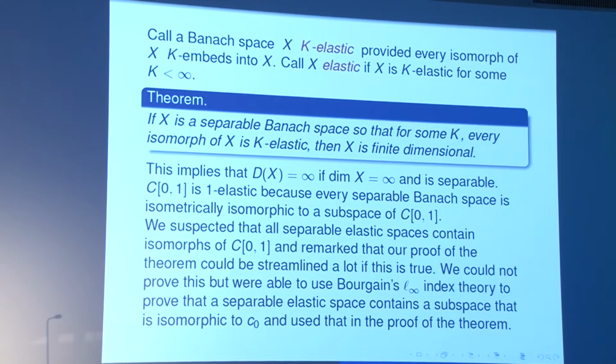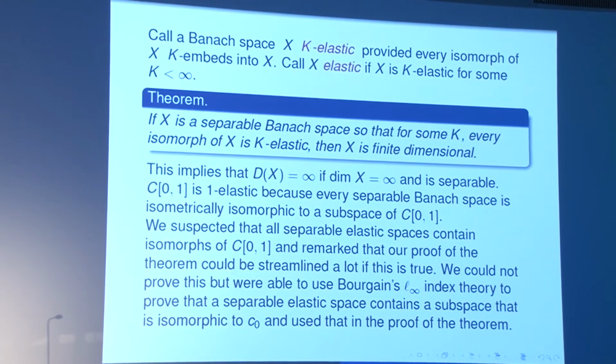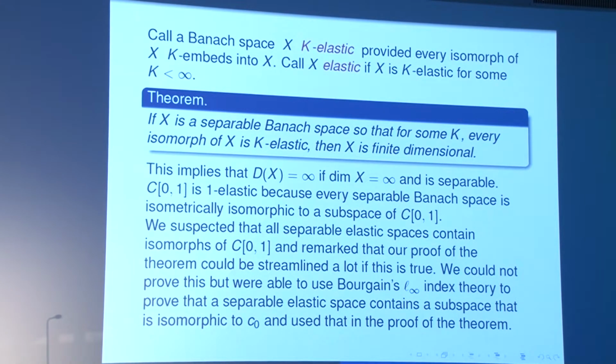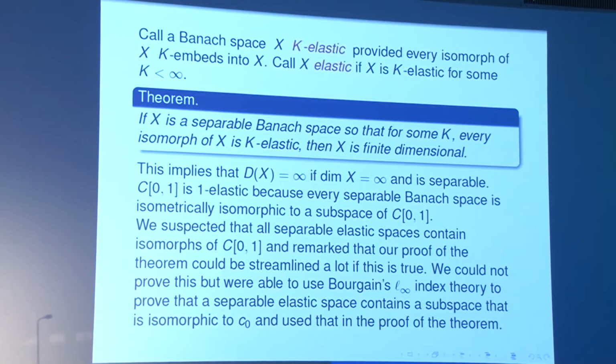And the proof that we gave could be streamlined a lot if we had been able to prove that. We weren't able to prove that. So we had to prove something weaker using Bourgain's L-infinity index theory. One of the first steps of the proof was to show, using Bourgain's theory, that a separable elastic Banach space contains a subspace that's isomorphic to this much smaller space, C[0,1] of c0.